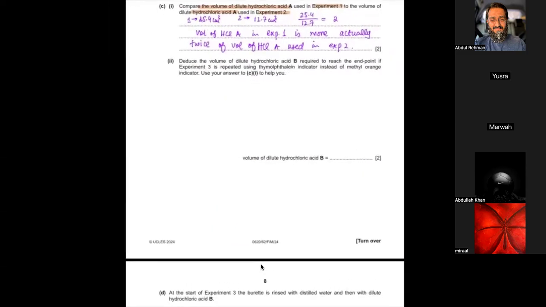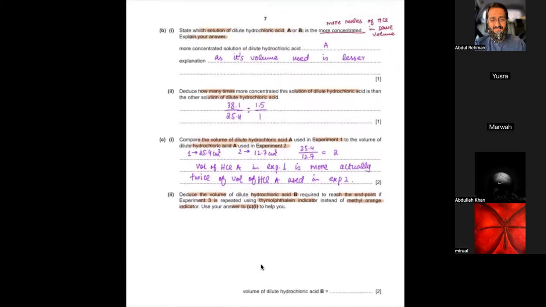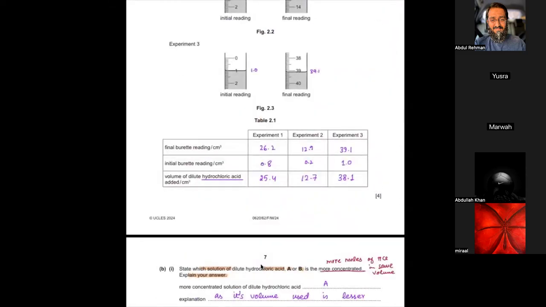Now, what they are asking: deduce the volume of dilute hydrochloric acid B required to reach the end point if experiment 3 is repeated using thymolphthalein indicator instead of methyl orange indicator. Use your answer to C1 to help. So see this. Let me write. Over here, it's HClA, and over here, it's HClA. But the difference is over here it's a methyl orange indicator, and over here it's a thymolphthalein indicator, right?